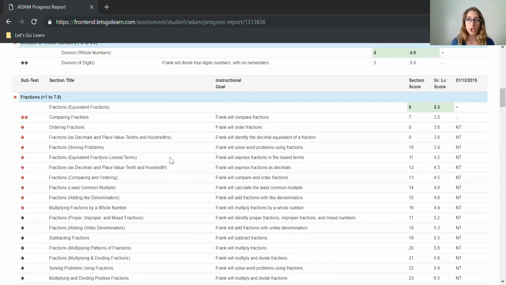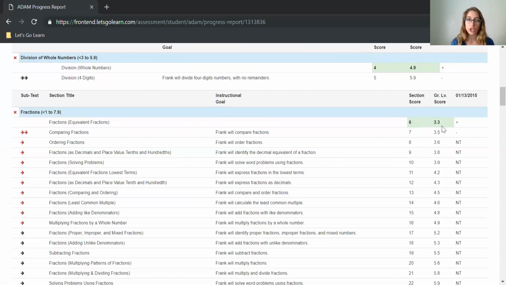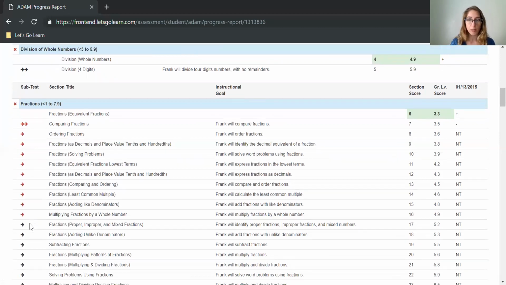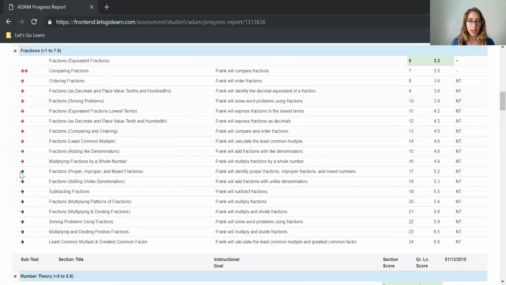So currently this student is working at a 3rd grade level in fractions. They can understand equivalent fractions. Their next step, this red arrow, is comparing fractions. And then all these red arrows here indicate concepts that they need to work on before they get to grade level. And then we've got those 5th grade level concepts in black, as well as the 6th grade level concepts. So if they mastered these concepts here, they can move on to the black concepts. But these red arrows give you a quick glance at where you want to focus first with your student.